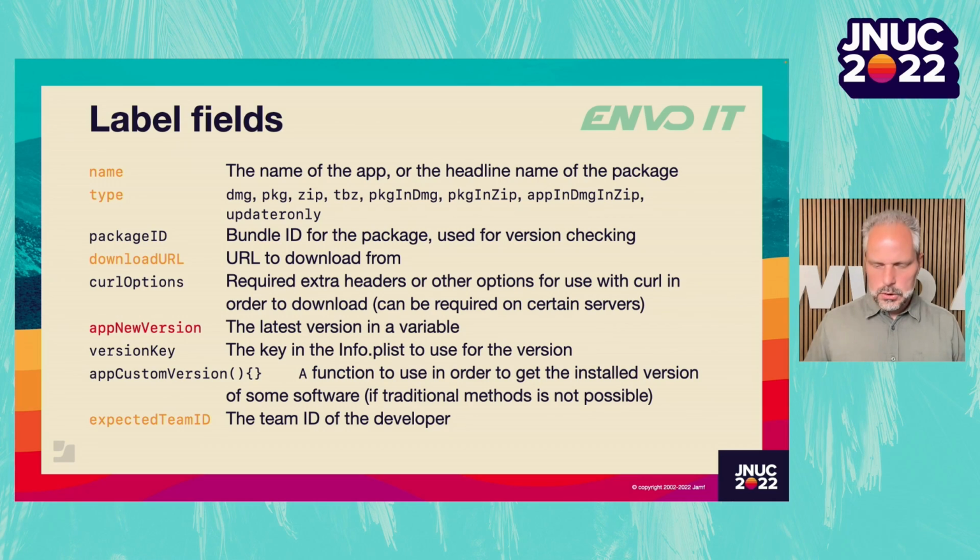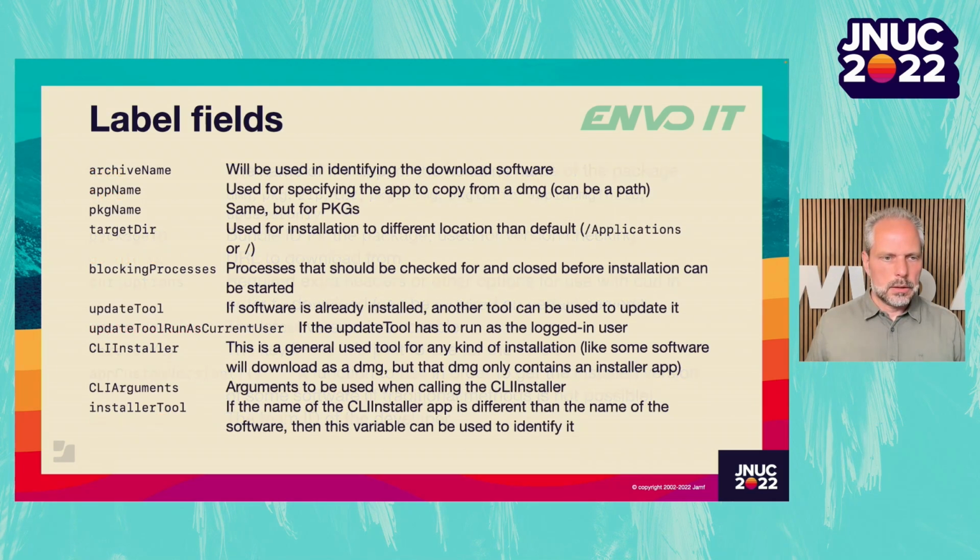But we also have a script that will help us build these labels from the beginning. And then we have some other label fields, and I will not go too much through all of these. We are not using them in this presentation, but we can create some rather advanced labels here with some CLI installers or update tools. Microsoft labels are using a lot of update tools, and the CLI installer is used for Adobe Reader installations. I will show it in a bit.